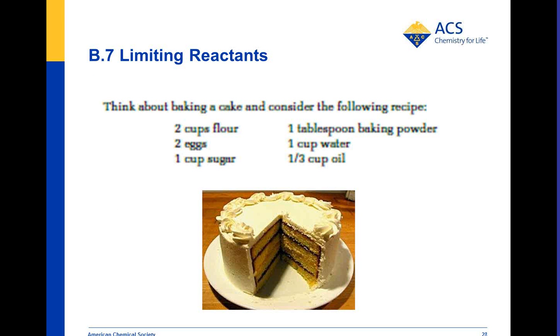Section B7 is introducing limiting reactants, and here they use a macroscopic real-life example, the cake recipe, as an analogy to begin to have students understand about limiting reactants. Earlier in the course, they used, I believe, the hot dog packages and the packages of hot dog buns. So they're coming back around to review limiting reactants.